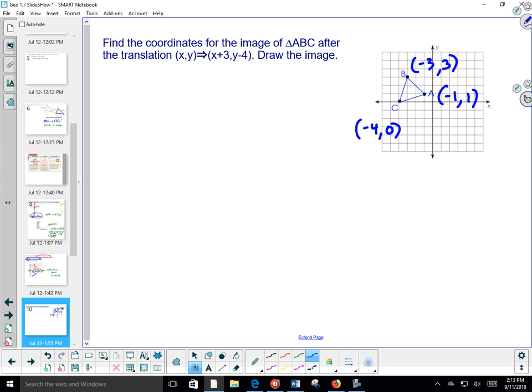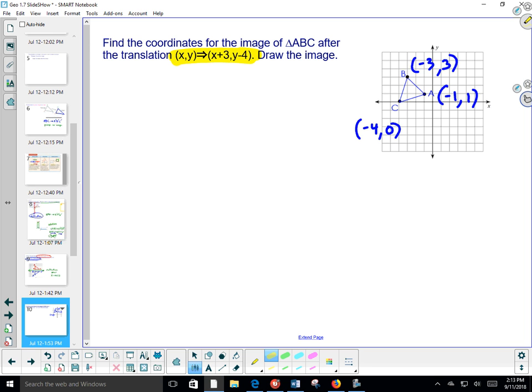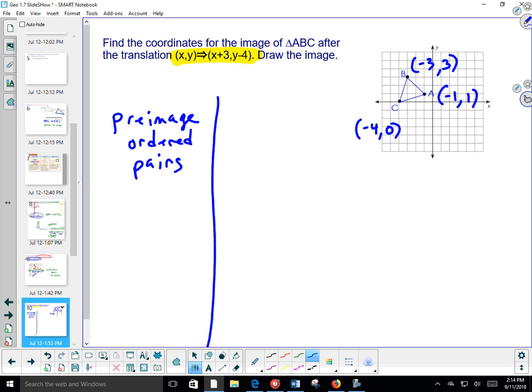Okay, so with this rule now, everybody has this graphed? Okay, with this rule, we want to use this translation. They're even giving you the hint that it's a translation, not a reflection, not a rotation, right? And so we're going to use that to come up with our new ordered pairs. So let's take our pre-image ordered pairs, and I want my image ordered pairs.